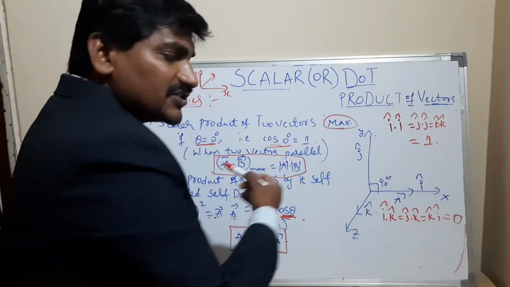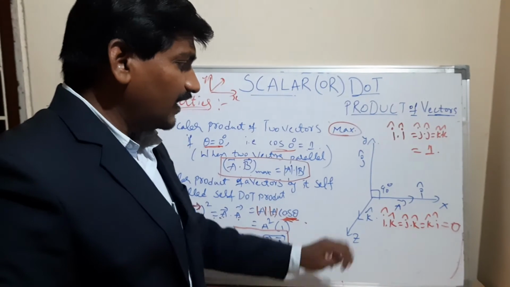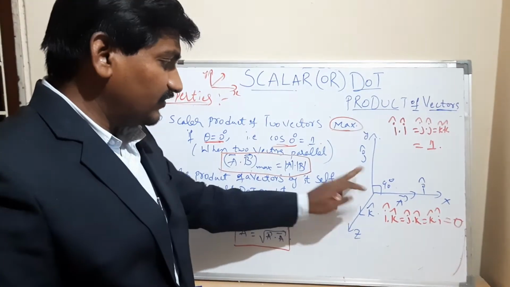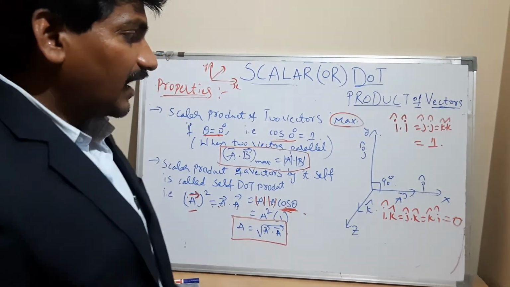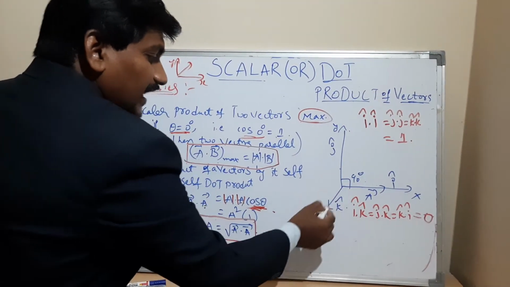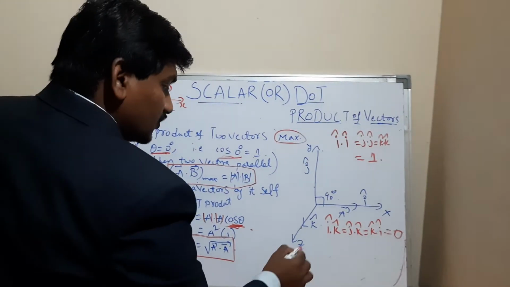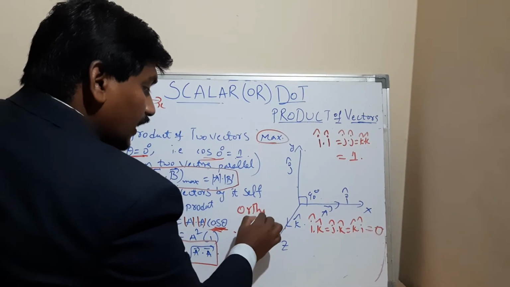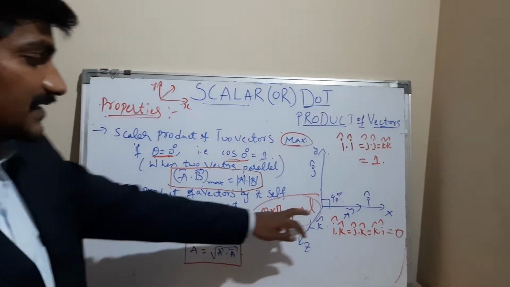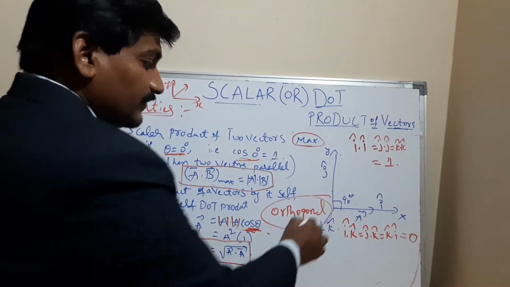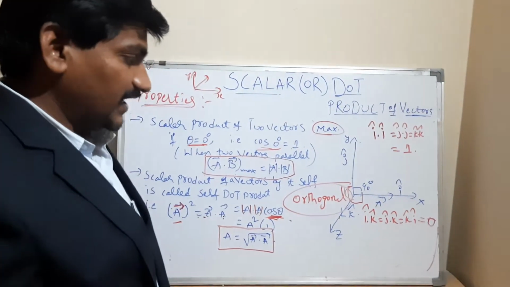You are seeing here a three-dimensional axis. Along the x-axis I have taken unit vector i, along the y-axis I have taken unit vector j, and along the z-axis I have taken unit vector k. Now, usually i, j, k are all orthogonal unit vectors. What are those? Orthogonal unit vectors means that since they are perpendicular to each other, we can say they are orthogonal vectors.